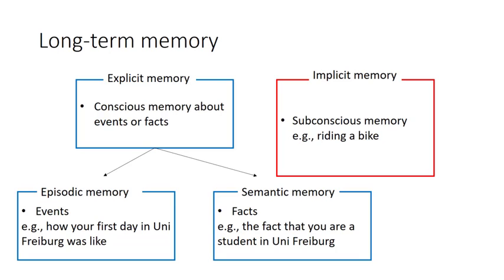In contrast to explicit memory, implicit memory is subconscious, which is remembering something without much effort, such as knowing how to ride a bike, or even to walk or to eat. It is sometimes called motor memory because it often involves your bodily movement.